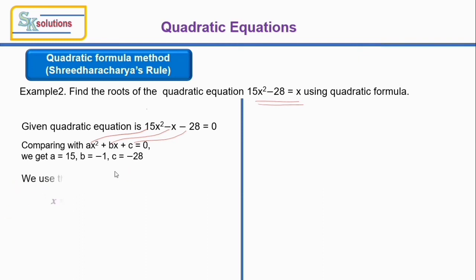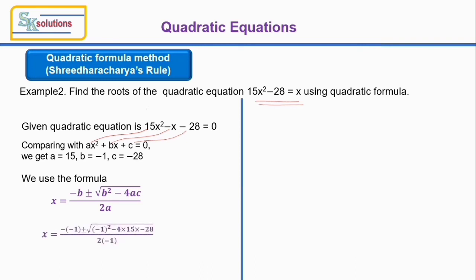So we write the values of a, b and c. After that, we will write the formula. We use the formula x is equal to minus b plus minus root over b square minus 4ac divided by 2a. Replacing the values, we get this expression. On simplifying, x is equal to minus of minus 1, which will become plus 1 here. So 1 plus minus root over 1 plus 1680 divided by 2 times 15.